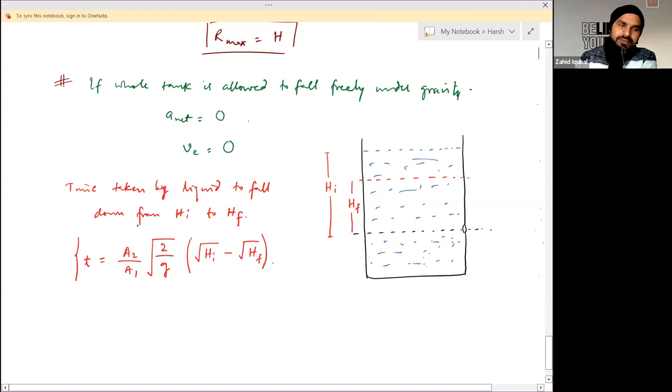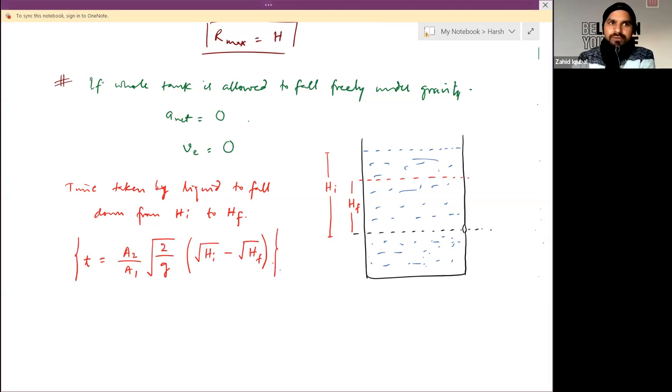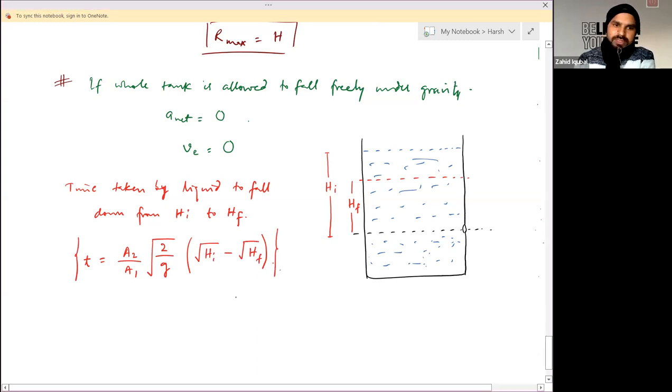I've just derived this particular result using the equation of continuity. So just remember this particular formula. Whenever you have to find the time taken for the level of liquid to fall from one point to another, you may use this expression. So what are A1 and A2? The area of the hole and the area of the tank at two different cross-sections. Just write it down.